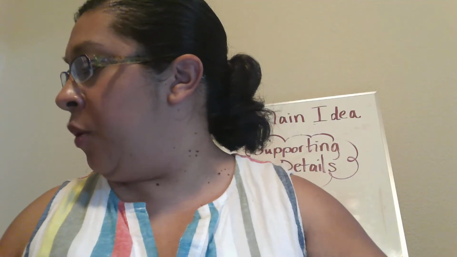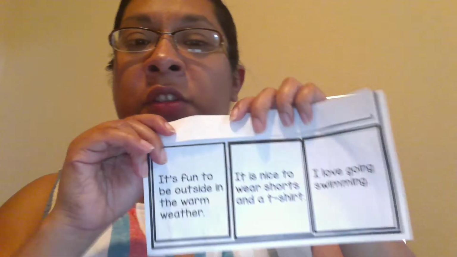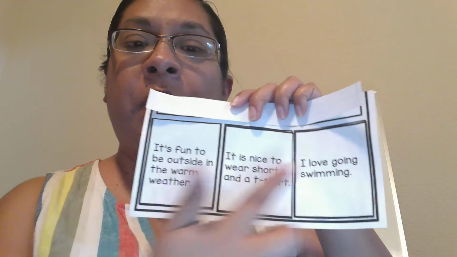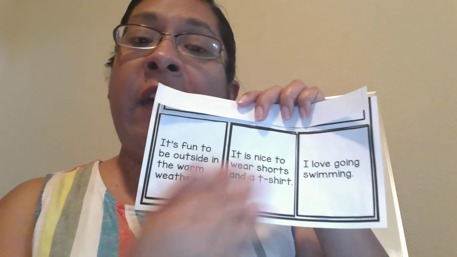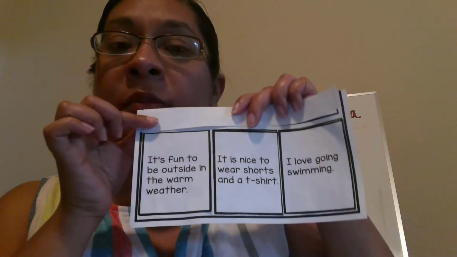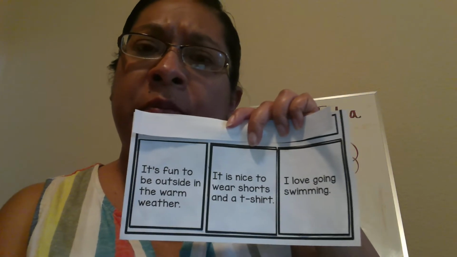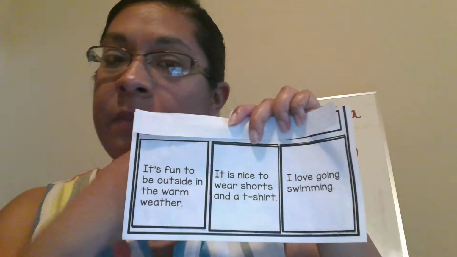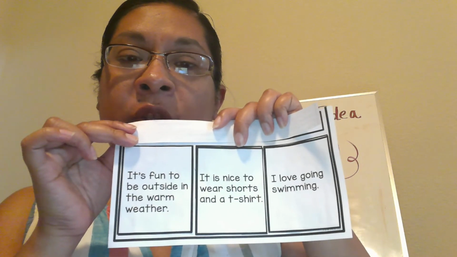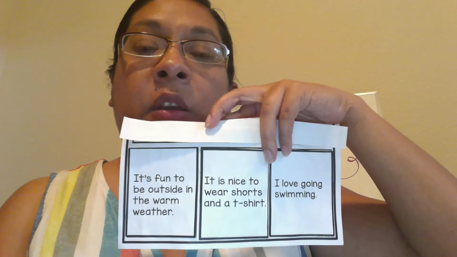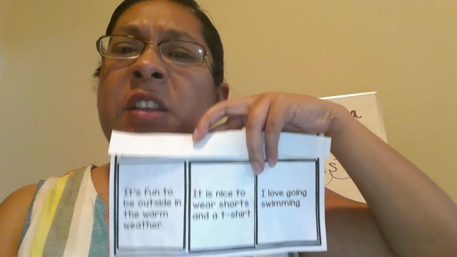Here's another example. These are the supporting details. We first try to see what they all have in common to figure out the main idea, the important message. It's fun to be outside in the warm weather. When do we usually have warm weather? Spring and summer, right? So the topic could be either spring or summer. It is nice to wear shorts and a t-shirt. When do we wear shorts and t-shirts? Either during spring or summer, right? But we mainly wear them in the summer. So I think the topic is summer.